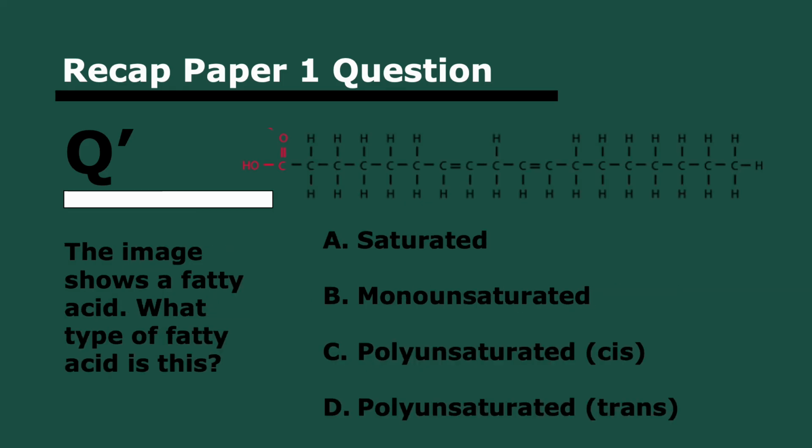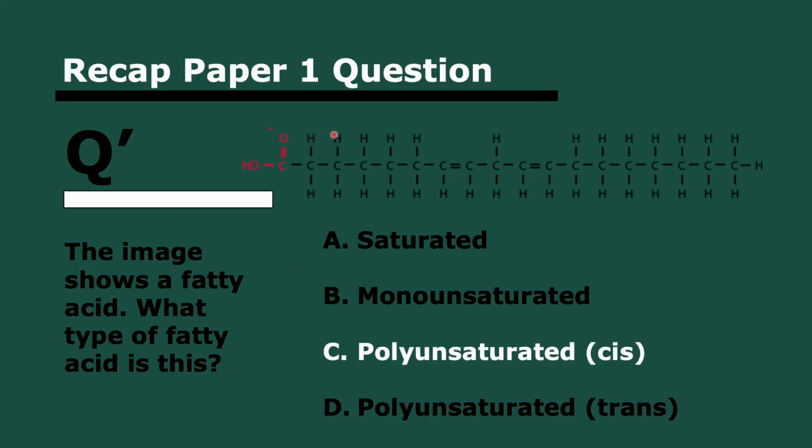Great. And last but not least, the image shows a fatty acid. What type of fatty acid is this? You should be able to do this. Pretty straightforward, I think. Again, pause to think. But in three, two, and one. It's polyunsaturated and it's cis. So unsaturated because it has a double bond, polyunsaturated because it has two double bonds, right? And cis because on both double bonds, you have the hydrogens being on the same side of the double bond instead of an H here and an H here, for example, where it would be trans.